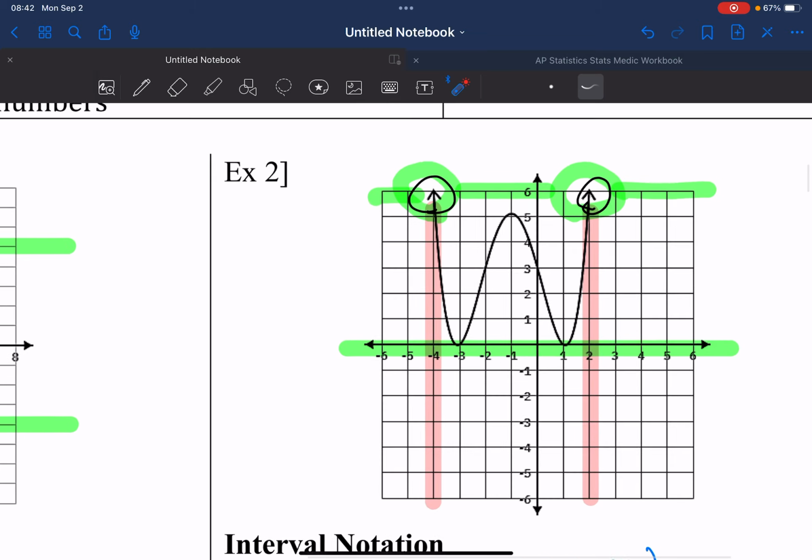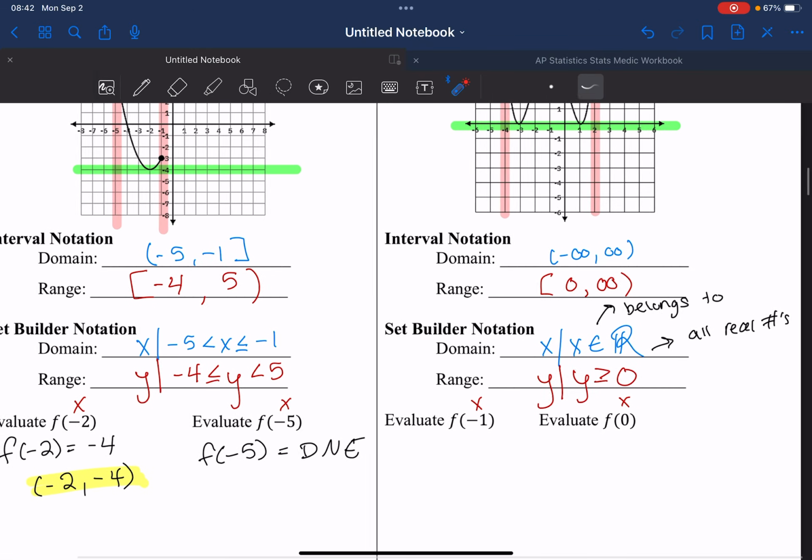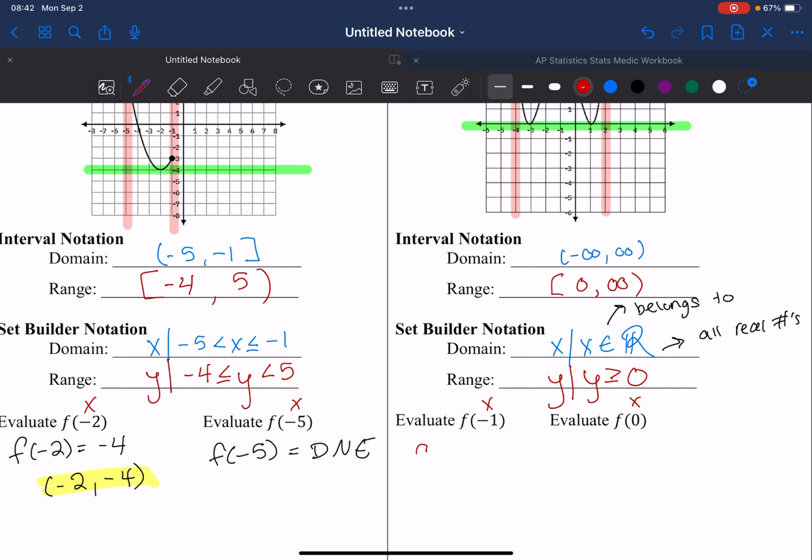Notice that there's a solid line there, so that means my value is included. So I'm going to write f of -1 equals 5. But my true answer is the point (-1, 5). I have to always write my answer as a point since we are dealing with graphs.